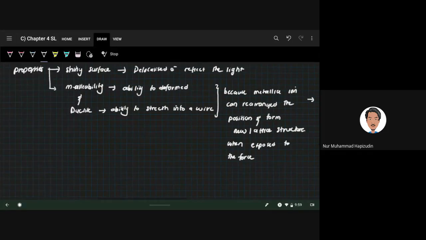Okay, next malleability. Sir, kalau force tu macam apa? External force ke apa? External force lah, maksudnya kamu ambil hammer ke, ketuk, dah lekuk kan. Okay, external force.